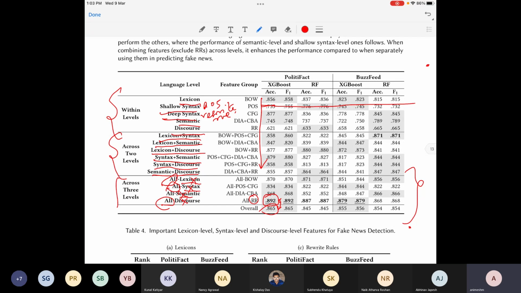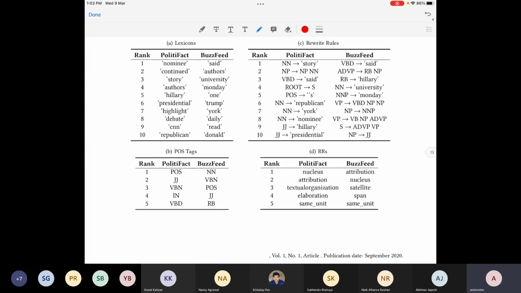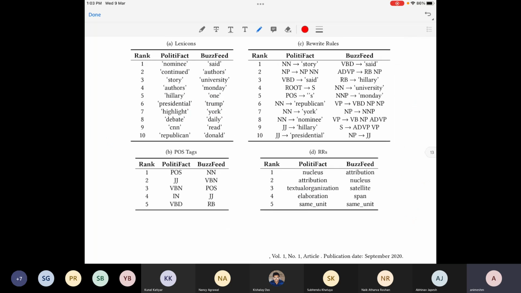It might be because the rhetorical parser, the RST parser, is not so good. The errors in the RST parser actually went on and degraded the performance of the model. So that could well be the case. So this is why one should do ablation experiments. And then finally, they also tried to find out some of the important words and some of the important rewrite rules that were highly predictive or highly important in the prediction.